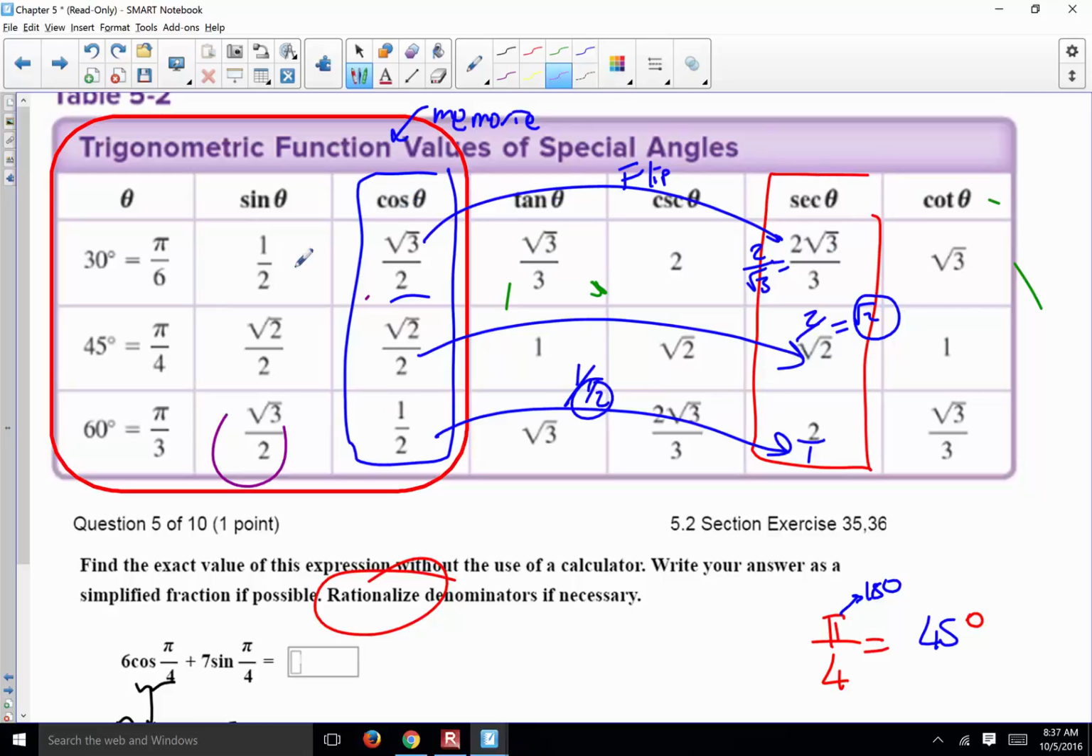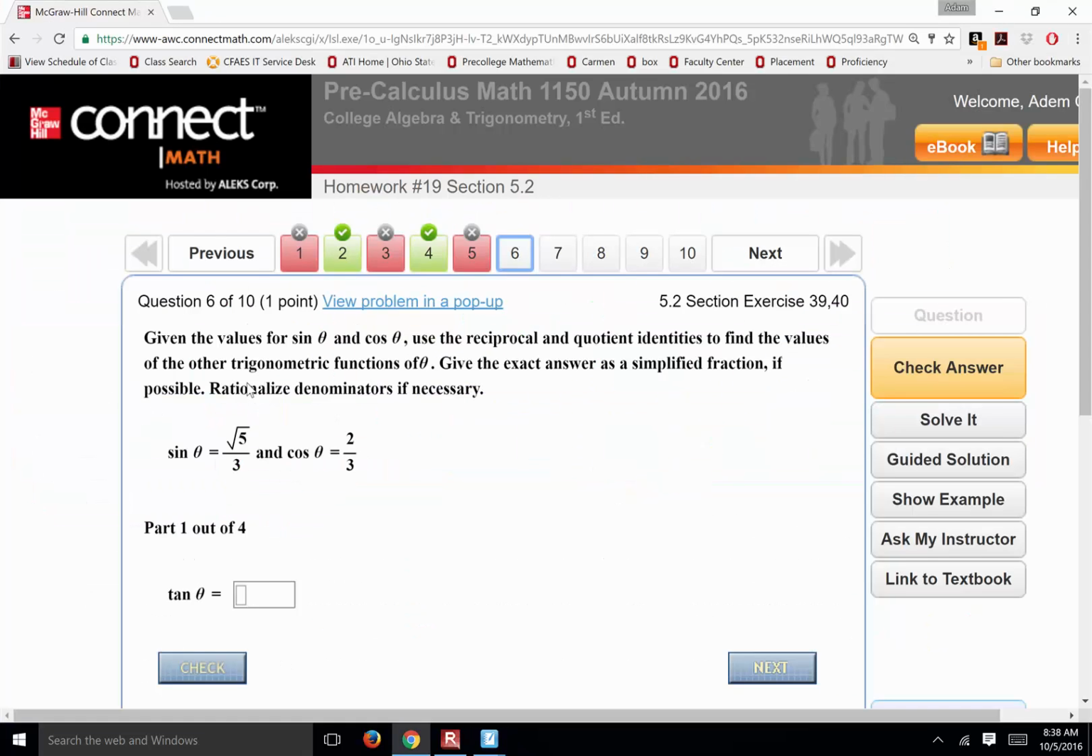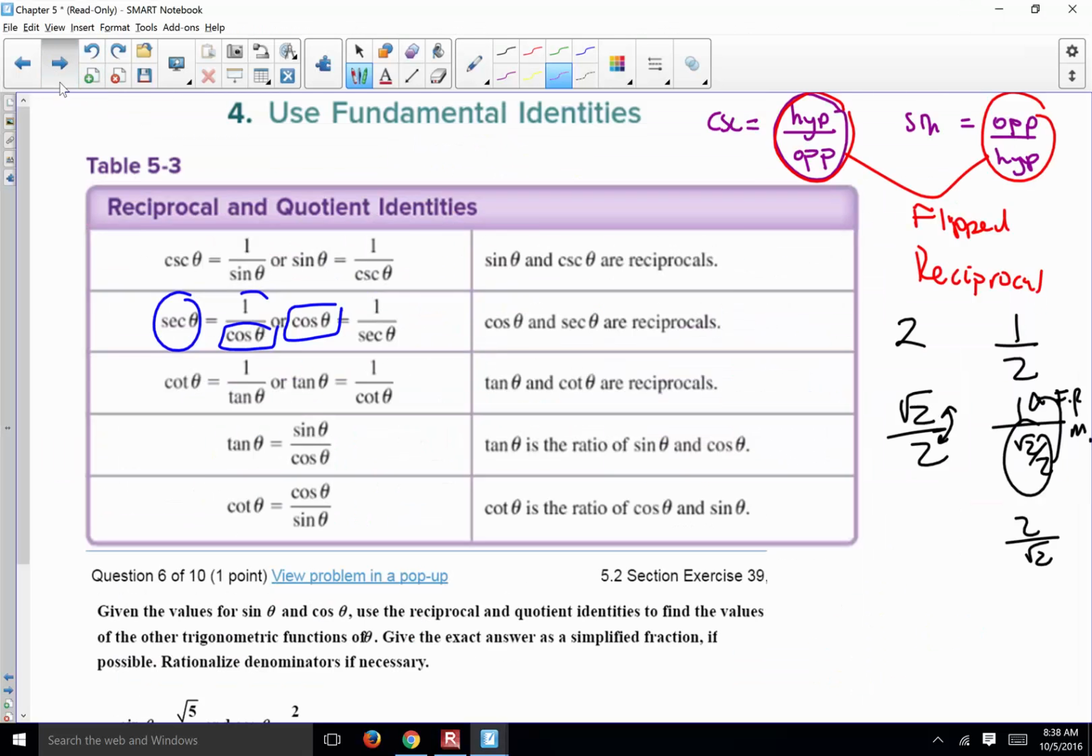Same thing goes for sine and cosecant. 1 over 2 flips to 2. Root 2 over 2 is 2 over root 2, but it's rationalized to root 2. Root 3 over 2 is 2 over root 3, but rationalize it, you get this. So that's why I didn't ask you to memorize these, if you already know these two. Okay? That's one part of relations.